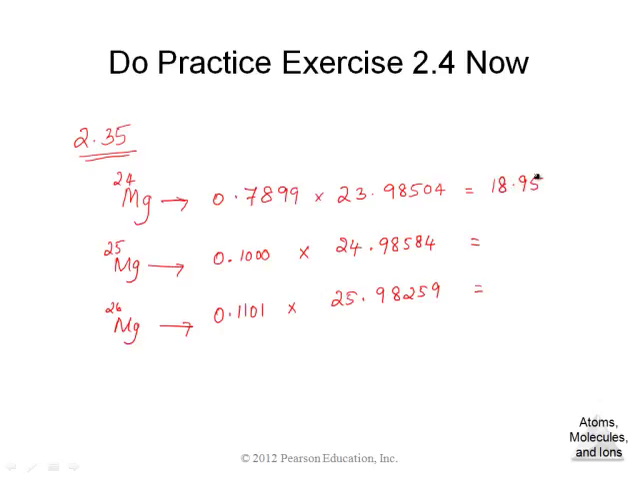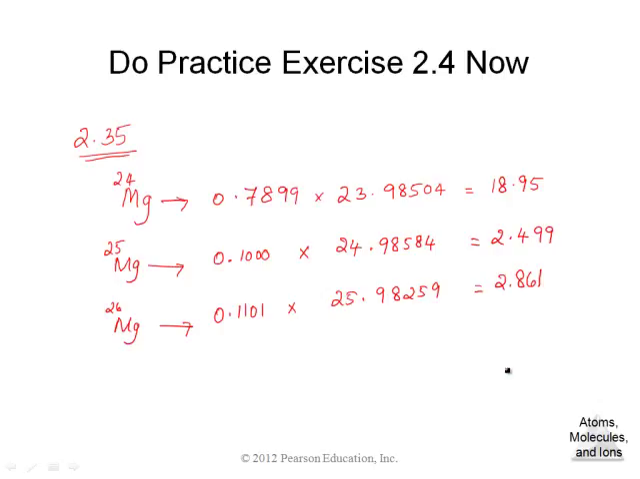18.95 corrected to 4 sig figs. Good. Second one, please. 3 point or 2 point? Okay. 2.499. And the third one? 2.8607. So it will become 2.861.